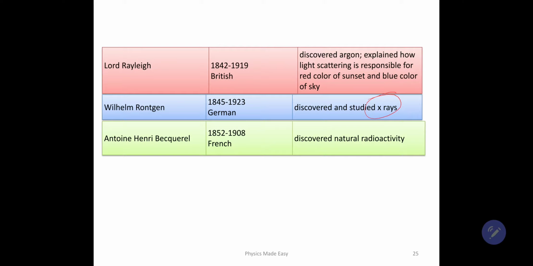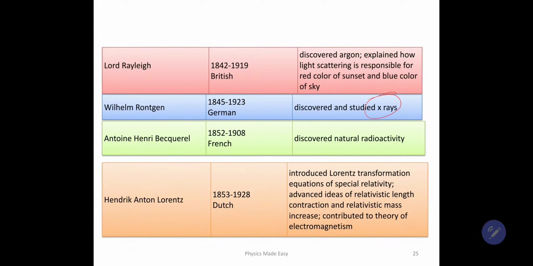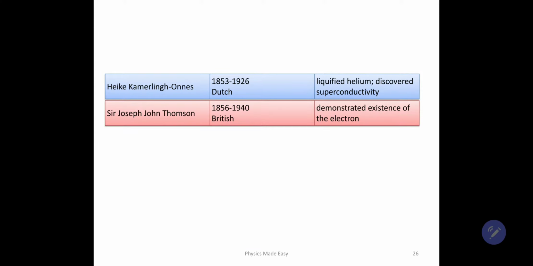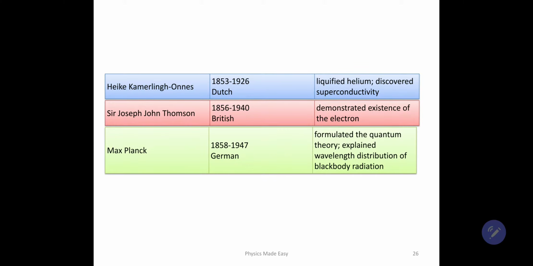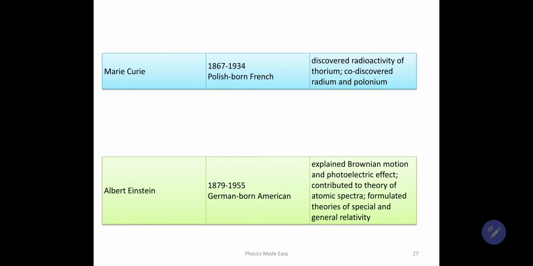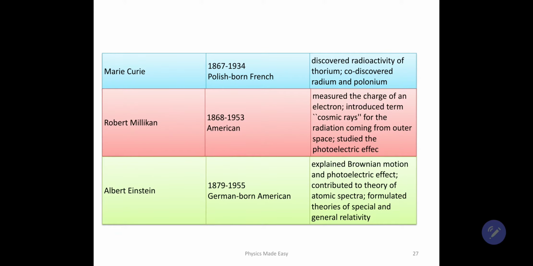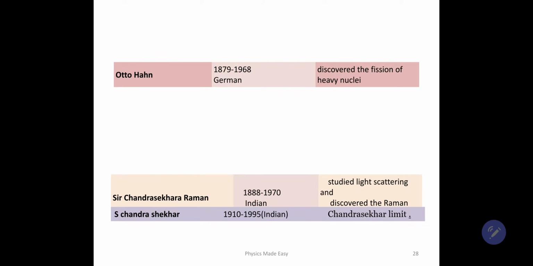Antoine Henri Becquerel discovered natural radioactivity. Then Heike Kamerlingh Onnes, the person who found superconductivity. J.J. Thomson demonstrated the existence of electron. Max Planck, famous for his quantum theory. Pierre Curie, Marie Curie, Robert Millikan, Albert Einstein, very well known for his special theory of relativity.